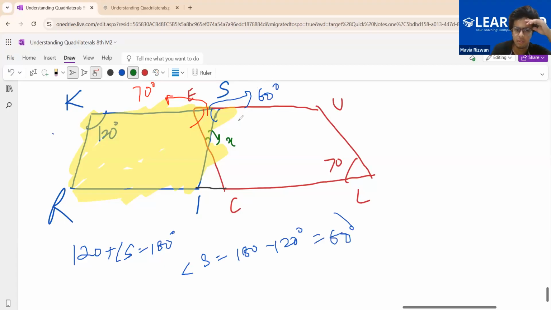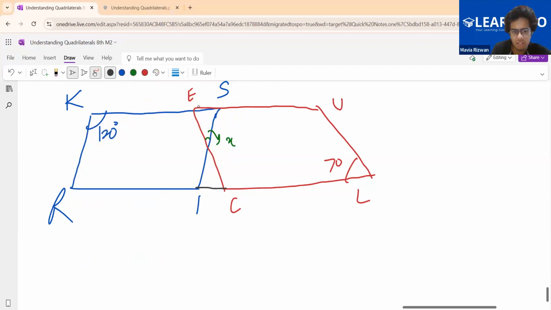Yes, sir. Okay. Now see, I'll tell you what is happening here. We got this angle, this one, as 70 degrees, and we got this angle as 60 degrees. Okay, now see, a triangle is being formed.